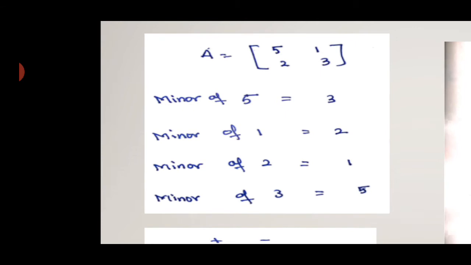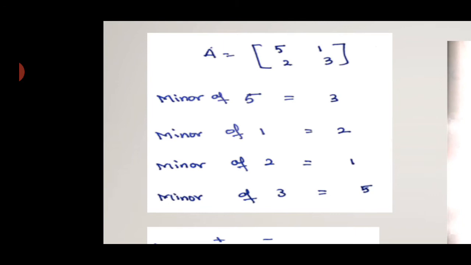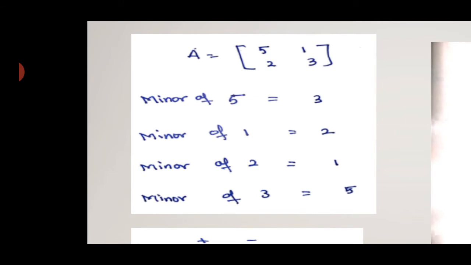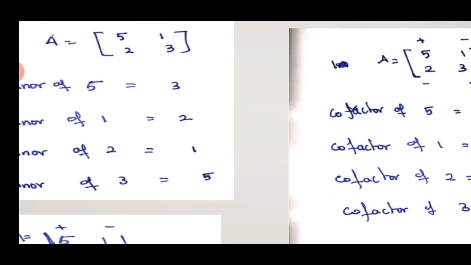What is the minor of 3? The row of 3, that is the second row, and the column of 3, the second column, you leave it. So what is the remaining entry you will be having? 5. And these are the minor concept. So when you give the alternate plus minus symbol, you will be getting the cofactors.